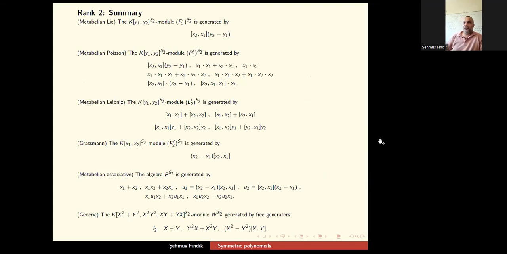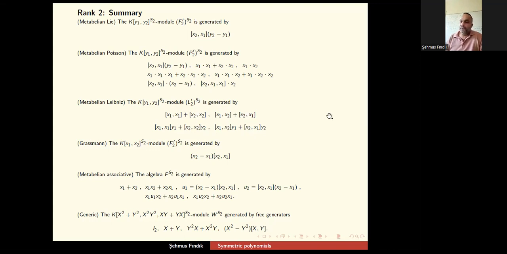And as a summary, I wanted to see what happens in the case of rank 2. So in the case of rank 2, the free metabelian Lie algebra is generated by this single element. In the Poisson case, this single element together with all these elements are generators. And for L2 prime to the S2, this element coincides with which element? Maybe this element, no. This element, yeah. And all others are the other elements.